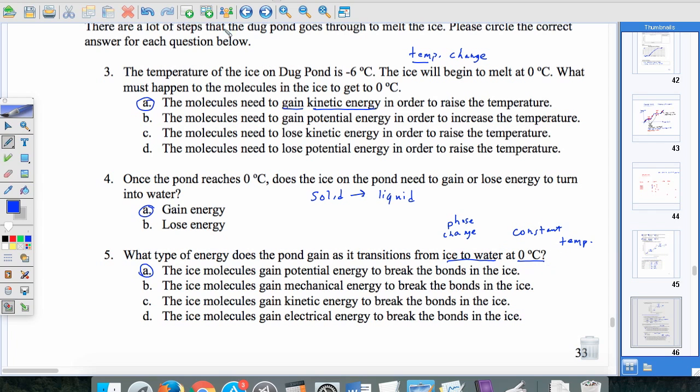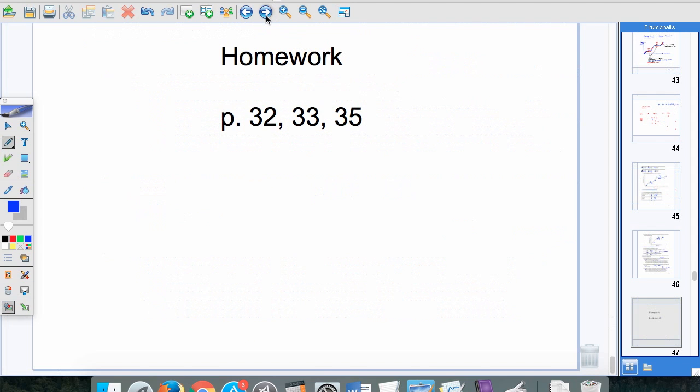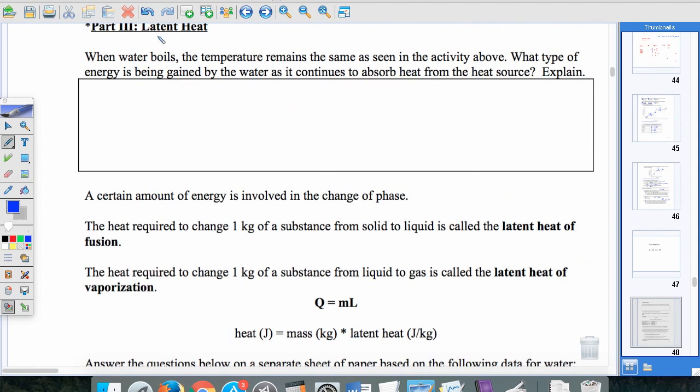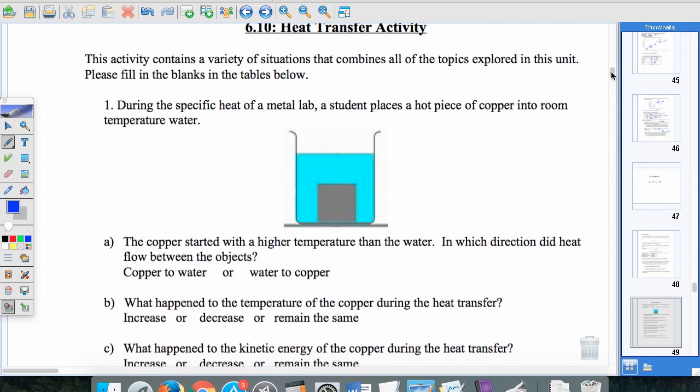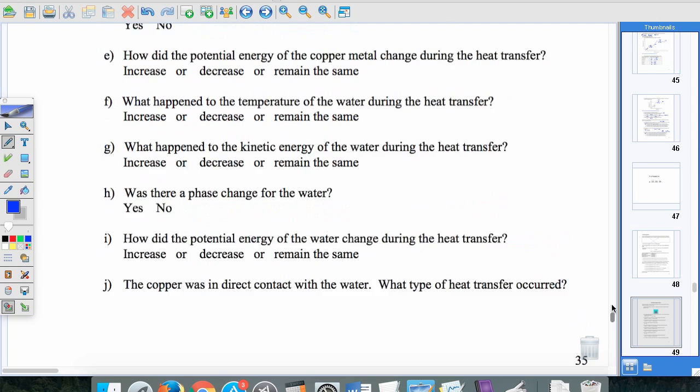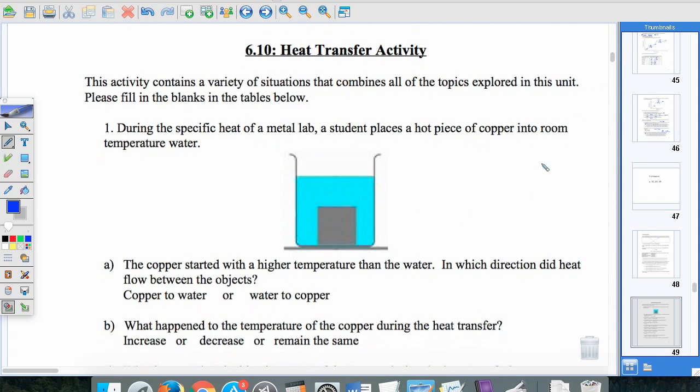Okay, let's continue. Page 34, we skipped. You don't have to do anything with page 34. On to page 35. Heat transfer activity. During the specific heat of a metal lab, a student places a hot piece of copper into room temperature water. The copper started with a higher temperature than the water. In which direction did heat flow between the objects?